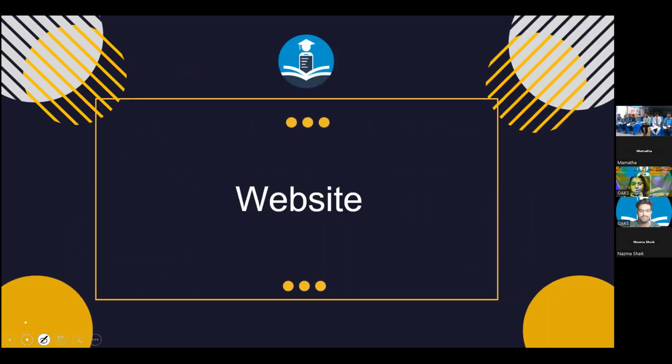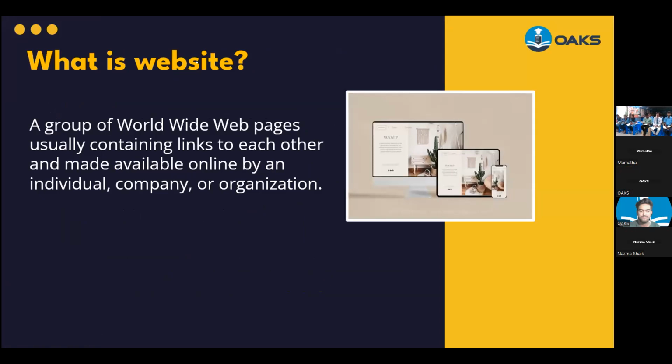Coming to websites. Just the way I showed you the Oaks website, in the same way this website is also there. Okay, a group of World Wide Web pages. This thing is important. A group of World Wide Web pages, usually containing links to each other, are made available online by an individual, company, or organization. So this is actually a kind of website. We have this Oaks organization. It has got its website. Every information can be searched there, or any kind of information you really want, you can access from there.